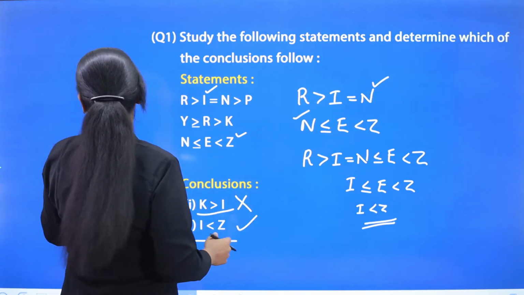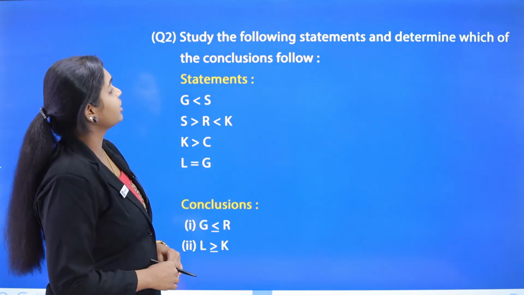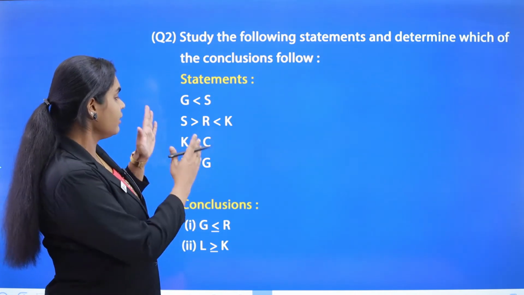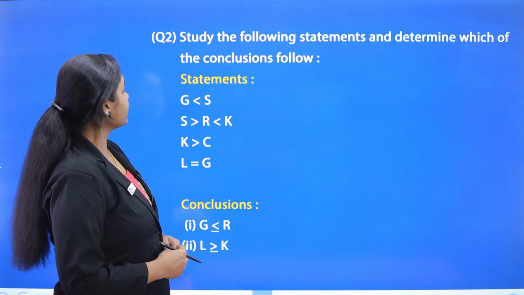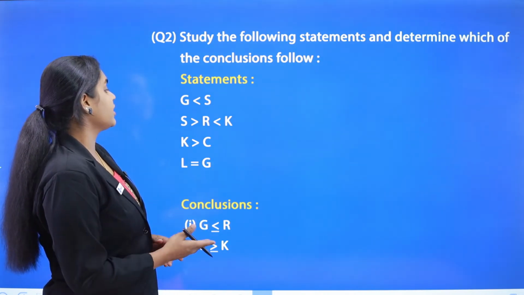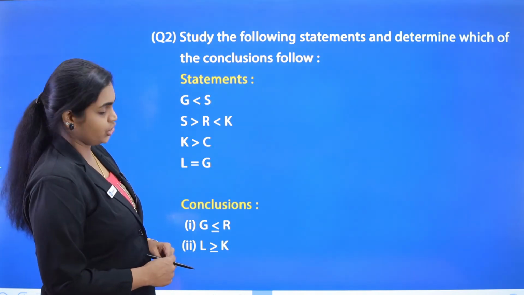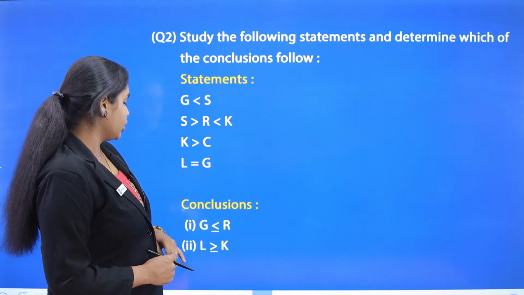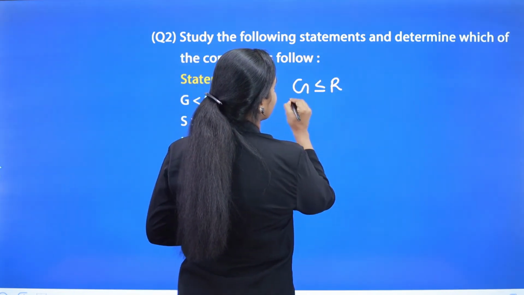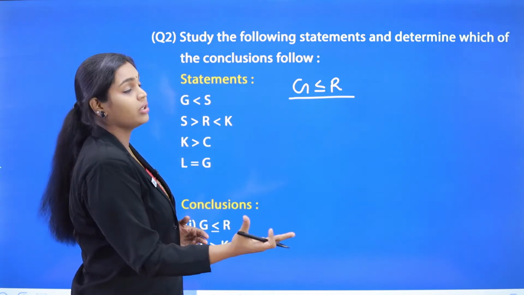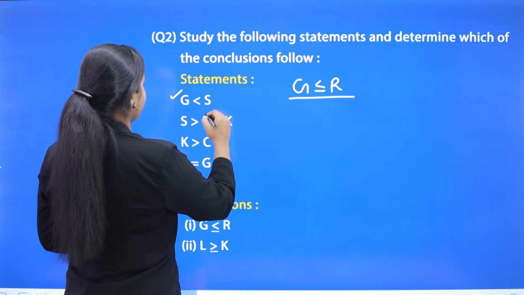Okay. Now next question. Question number 2. Study the following statements and determine which of the conclusions follow. Again a set of statements and two conclusions are given. The statements are: G less than S, S greater than R less than K, K greater than C, L equal to G. So let's take the first conclusion, G less than or equal to R. We have to check whether this is right or wrong. So G is coming over here and R is here.